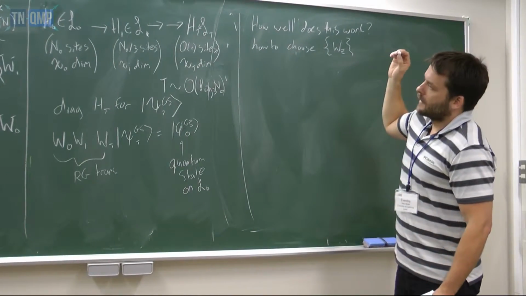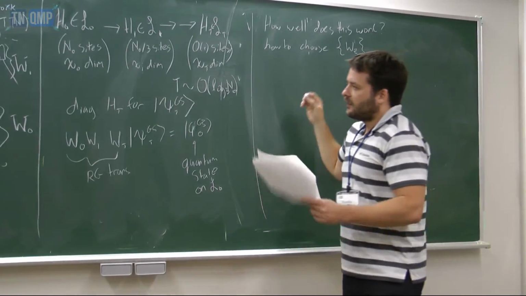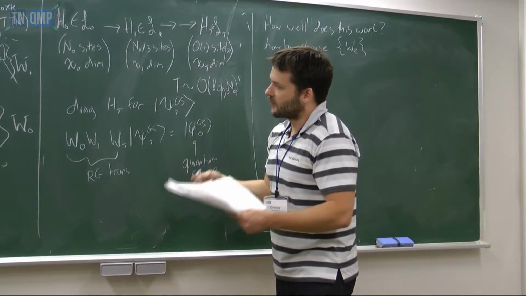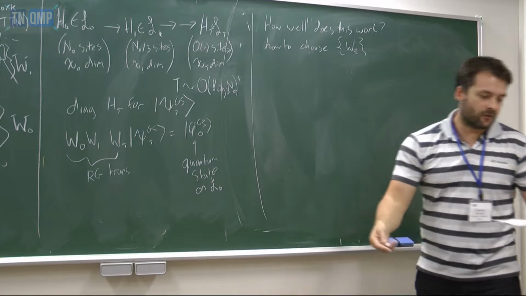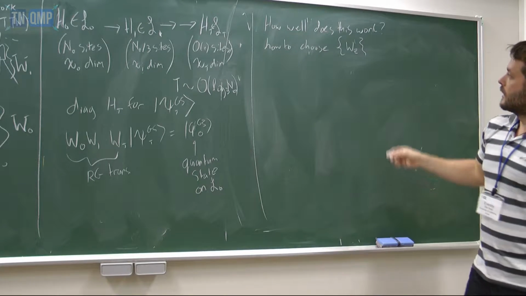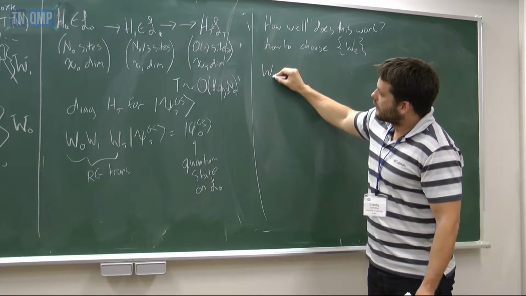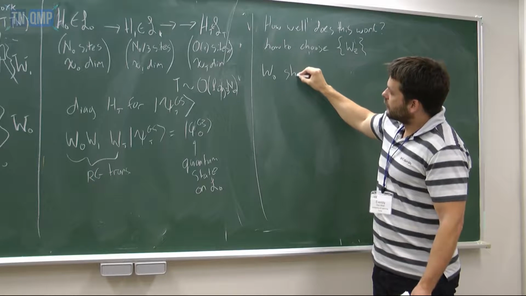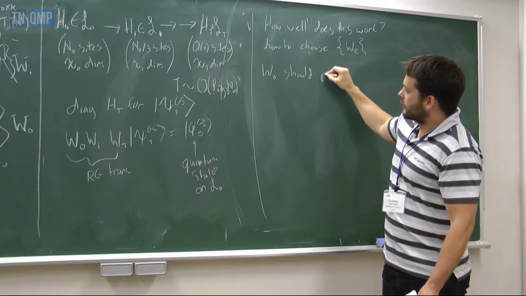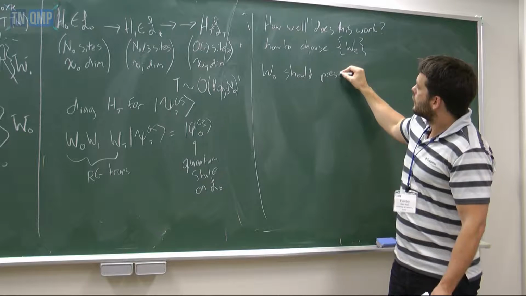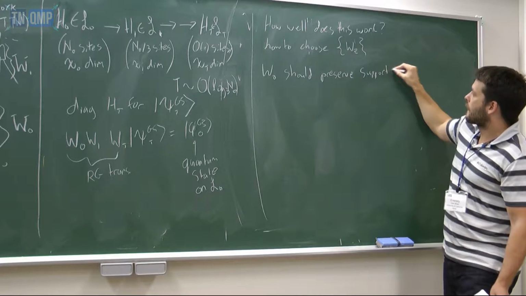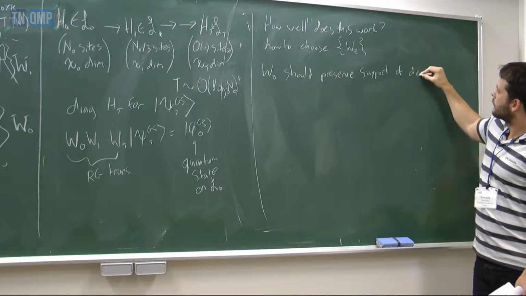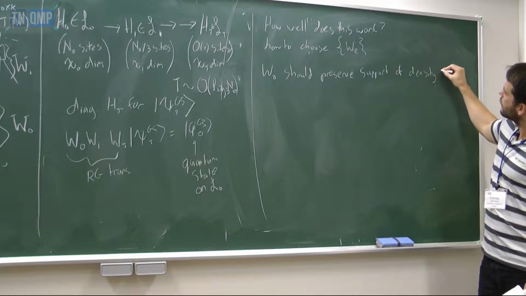Okay, this question of how you do RG, real space RG optimally was solved by White when he, in the formulation of DMRG, and that, so W0 should preserve the support of the density matrix.